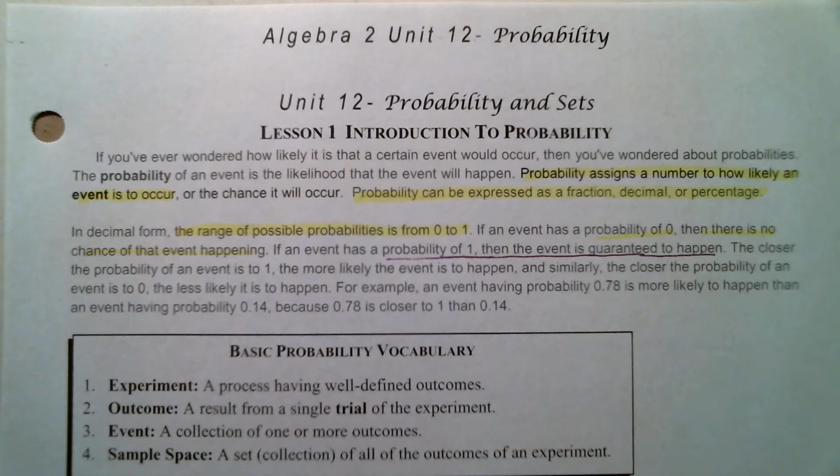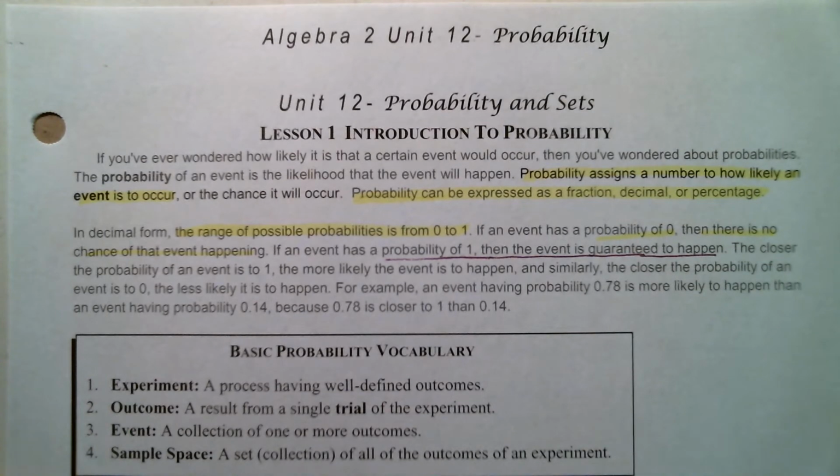Basic probability vocabulary. An experiment is a process having well-defined outcomes, like rolling a die. What are the possible outcomes? There are 1, 2, 3, 4, 5, or 6. An outcome is a result from a single trial of the experiment. An event is a collection of one or more outcomes.